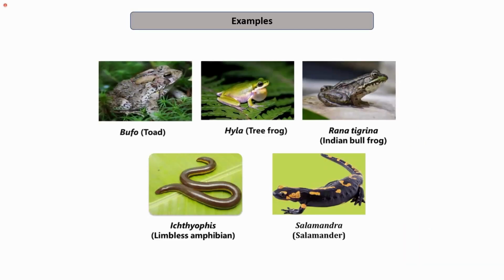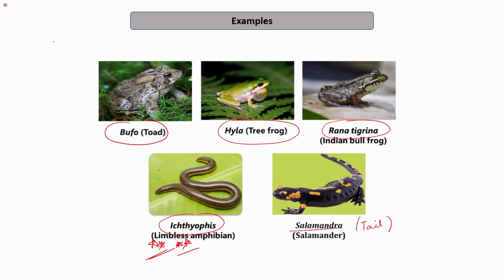The examples of amphibians include the bufo, which is the toad, hyla, which is the tree frog, rana tigrina, which is the Indian bullfrog, Ichthyophis, which is the limbless amphibian. It does not have limbs. This is important. And the salamander that has the tail. So this was about the amphibians.